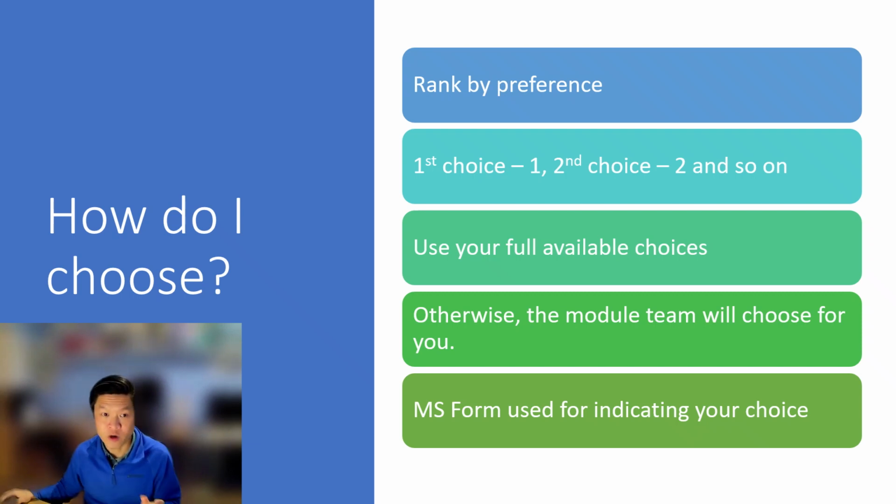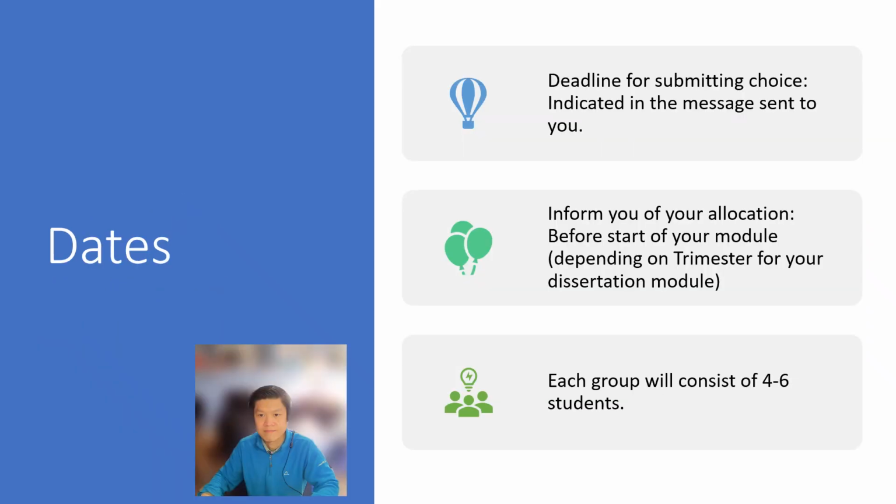Your choice is recorded using a Microsoft form where each project is given an alphabet and a short title. So what you should be doing is rank each project by providing a number. And before you submit, do remember to check your choice numbers in order to avoid any errors. The deadline for submitting your choices is indicated in the message that was sent to you.